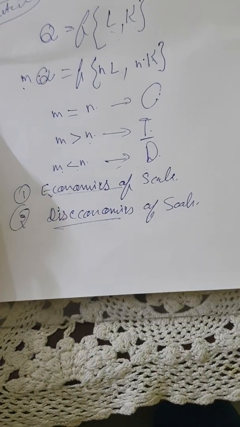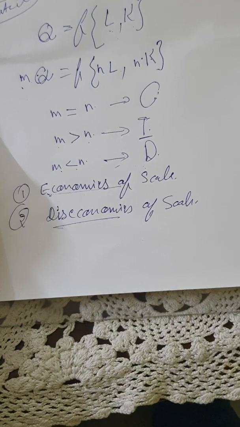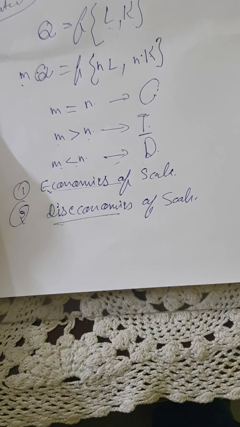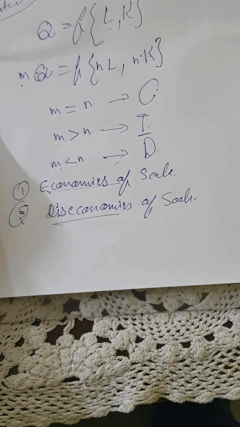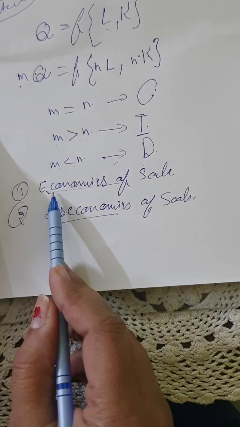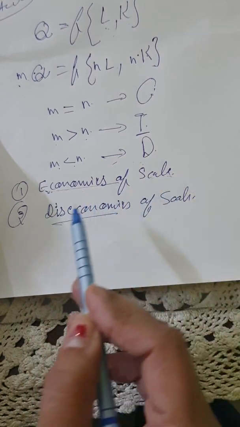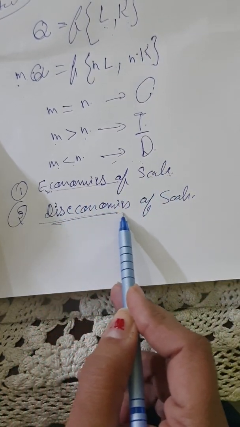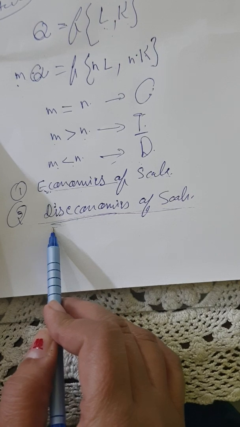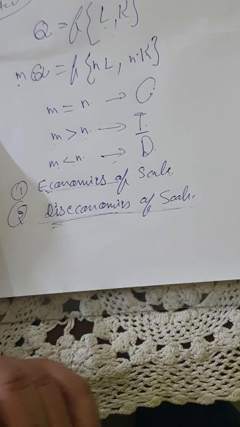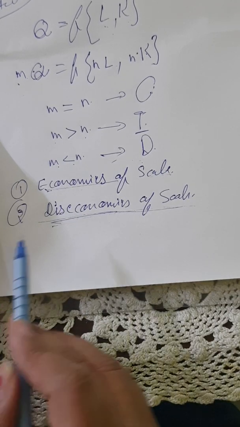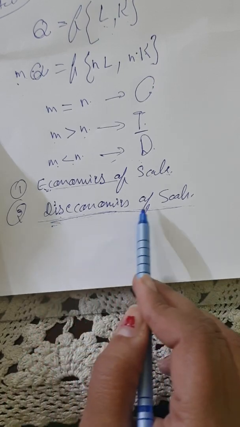When you are producing on a bigger scale, because of that, if your cost of production per unit output is decreasing, it means you are getting some benefits because of producing on a bigger scale. This situation is called economies of scale. When you are increasing your output in the long run and you are producing on a bigger scale, and if you have to experience some disadvantages, I mean to say, if your cost of production per unit is increasing, in this situation, this is called diseconomies of scale.